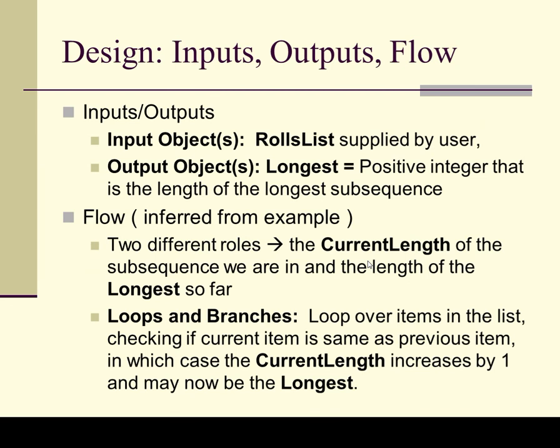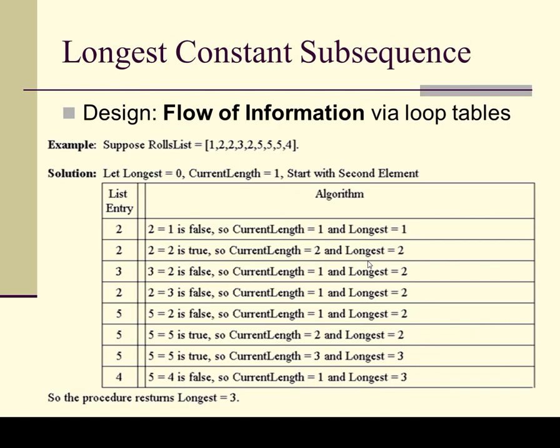So when we design, we need to think about what are the inputs, what are the outputs, what's the flow, what roles do the variables play, what roles do the tasks play, what kind of loops and branches are we going to be using. And so a flow of information comes from looking at, say, a loop table. So this is just in a table form what we've already looked at.